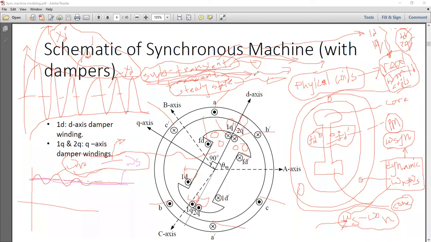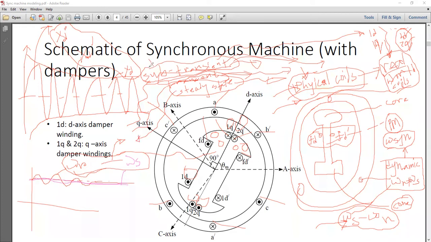You might have physical damper windings, or you might have no physical damper windings in your system. Depending on whether there are some physical damper coils or not, you have to model the effects of these things: subtransient dynamics, transient dynamics, or steady state situation of the machine.